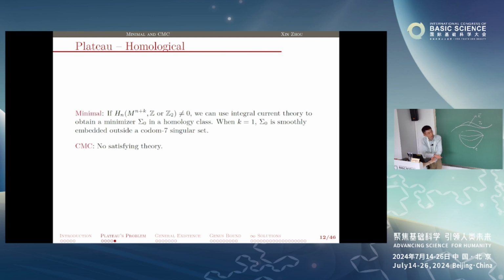And if the codimension is 1, this minimizer is smoothly embedded away from a codimension 7 singular set. And if the codimension is greater than 1, it's smoothly embedded away from a codimension 2 singular set. So that is a pretty well-studied problem. And it's natural to ask what happens in the CMC category. Say, can I give a mean curvature H? Can I find a representative with constant mean curvature H? So the answer is still not very well known. There are some partial results, but they don't have very satisfying progress yet.